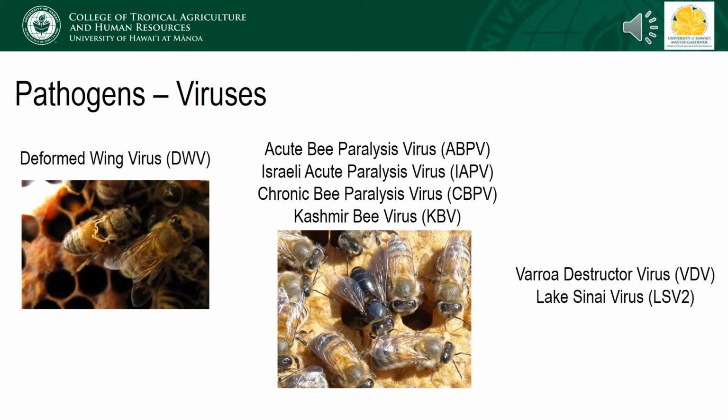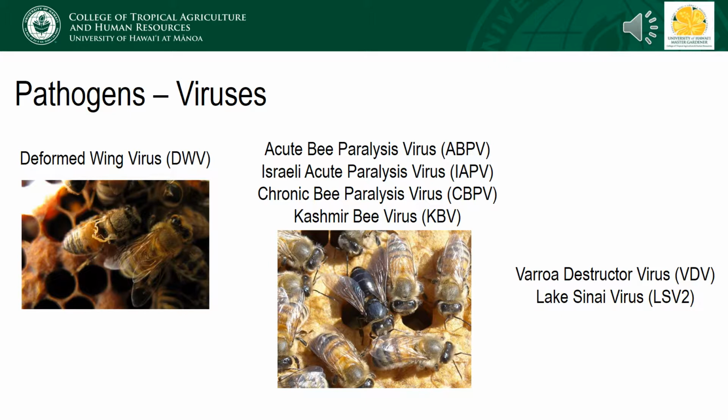Deformed wing virus is one of the easiest to identify in the hive. When virus levels are high enough in individual bees, the adults emerge with crumpled wings, smaller body size, and are discolored. They don't live long when they are symptomatic.